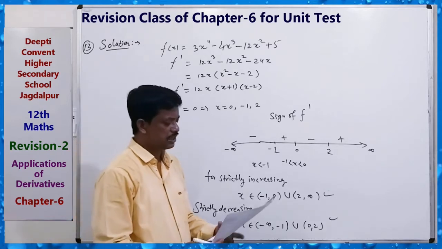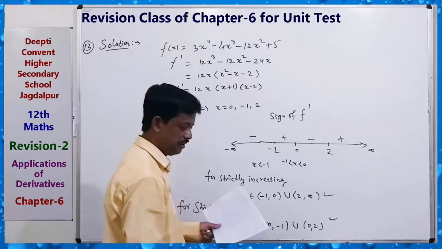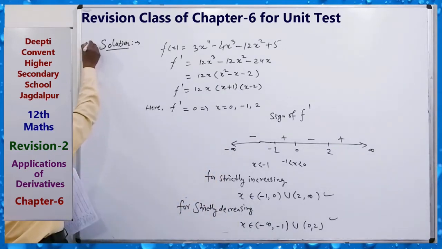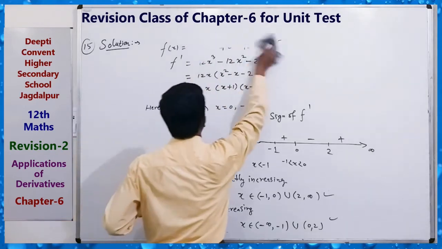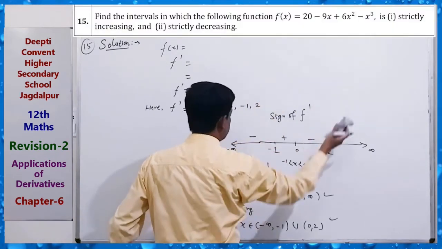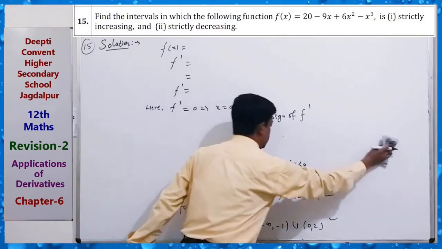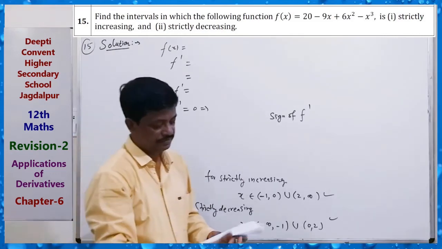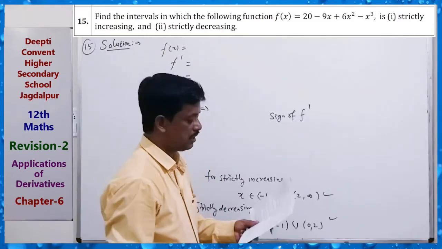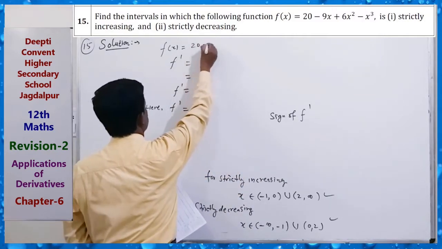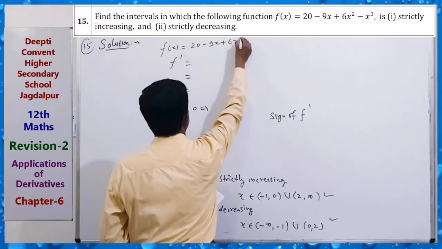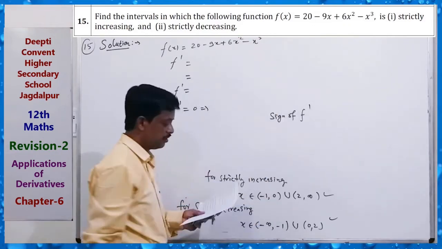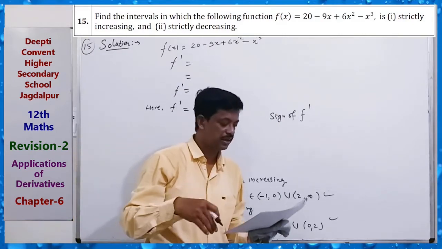Okay. A similar question is 15. Question 15 you can also solve by this method. How can you solve it? 15 is given: 20 minus 9x plus 6x square minus x cube. This is the function. For strictly increasing, decreasing, we have to find the interval.